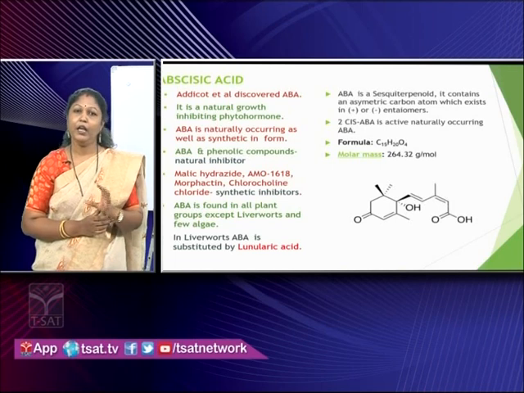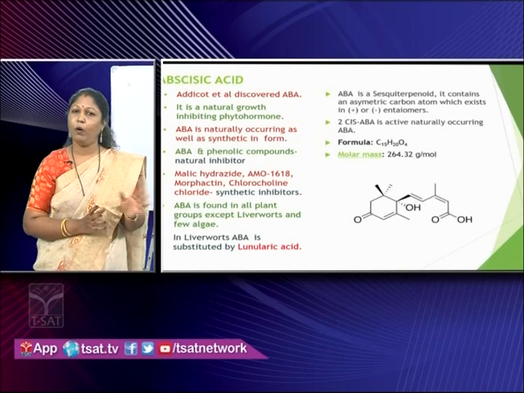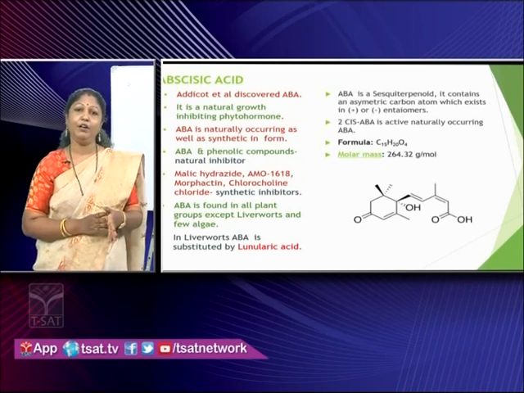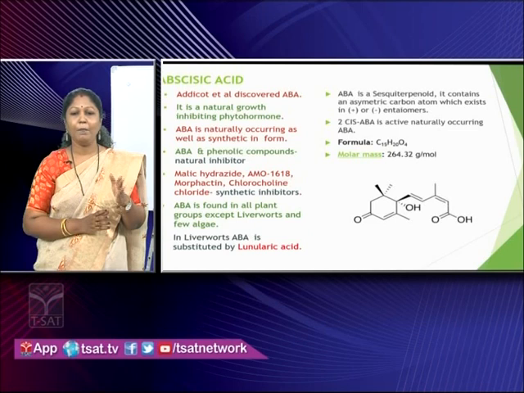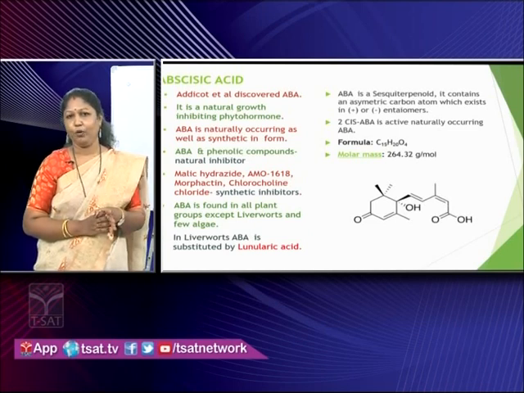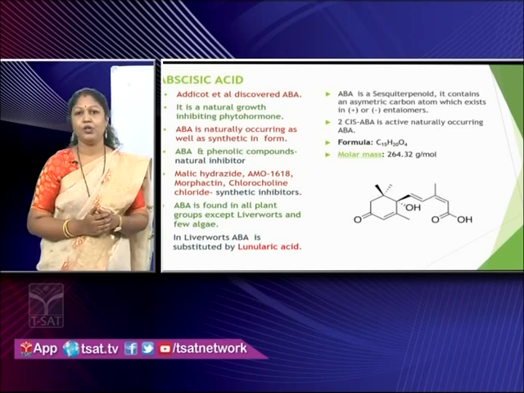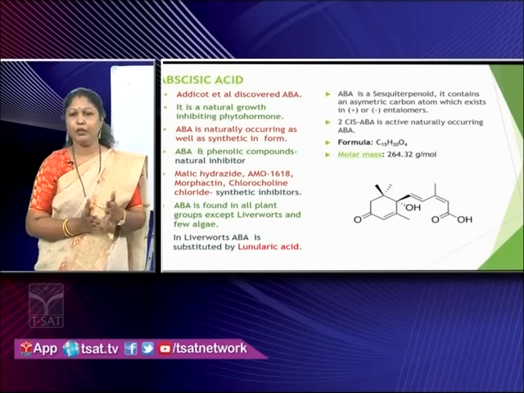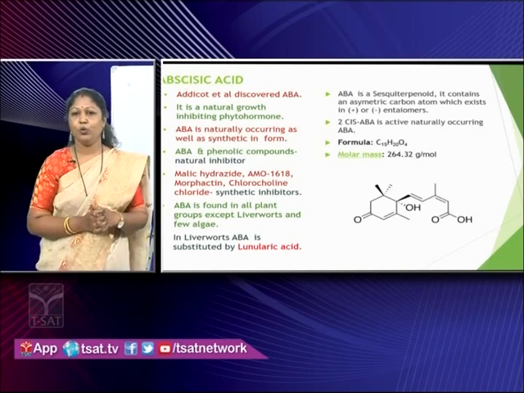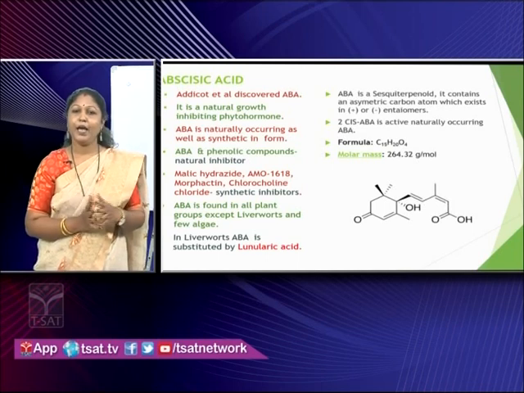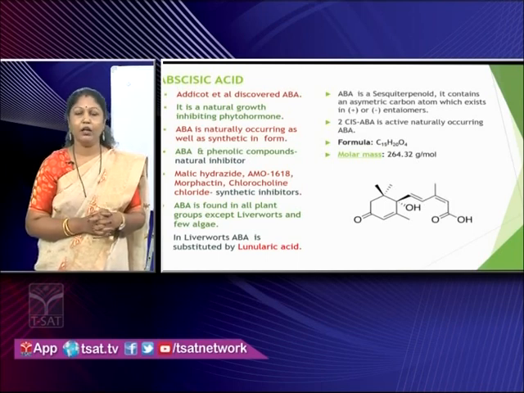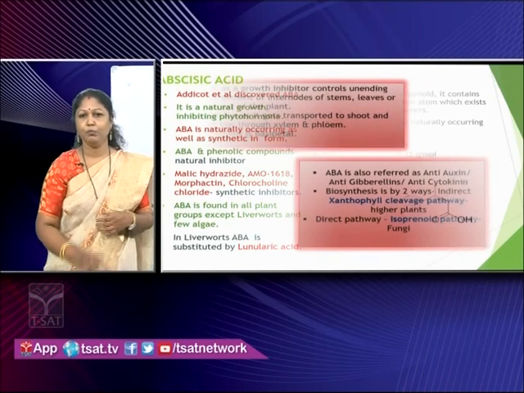We find that except in liverworts, that is a certain group of bryophytes, we find abscisic acid in all plant groups, and in liverworts, instead of ABA, we come across lunularic acid. If we look at the chemical structure, we find that it is a sesquiterpenoid and it is found in plus and minus enantiomers, that is, they can rotate light in the right or left direction. The most active is 2-cis ABA, the most active naturally occurring chemical agent in the plant. Now, let us move further.